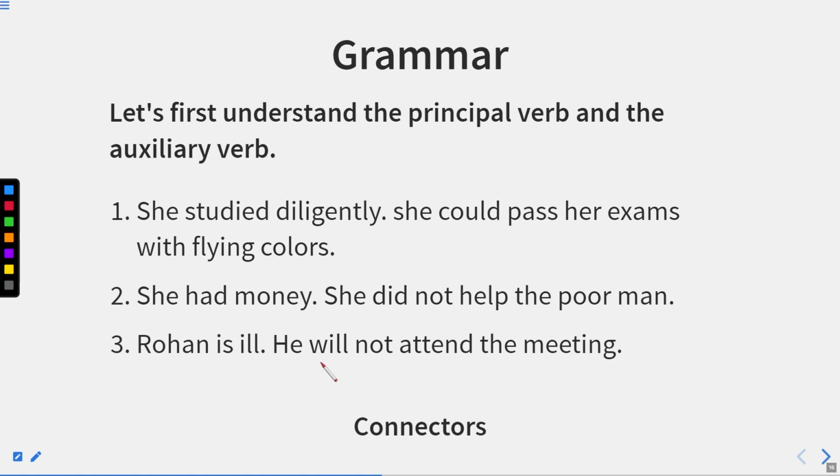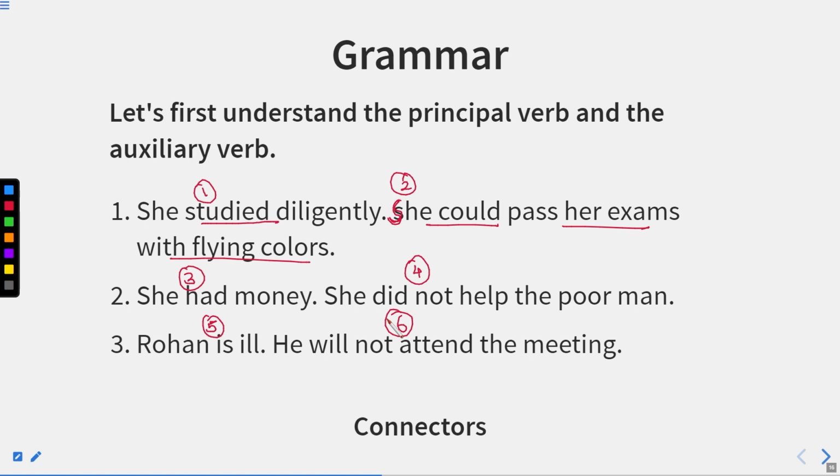Suppose we have these sentences. First sentence, let us see. She studied diligently. This is one sentence. Second sentence is, she could pass her exams with flying colors. So this is another sentence. Now this S is also capital. Third sentence is, she had money. Fourth sentence is, she did not help the poor man. Rohan is ill is the fifth sentence, and he will not attend the meeting is the sixth sentence.